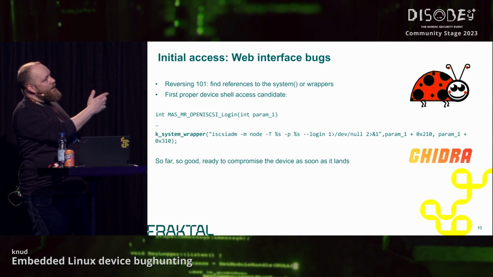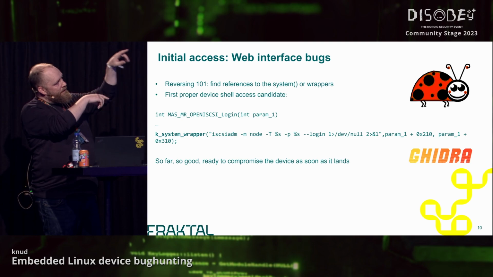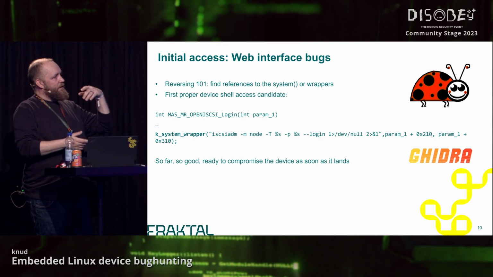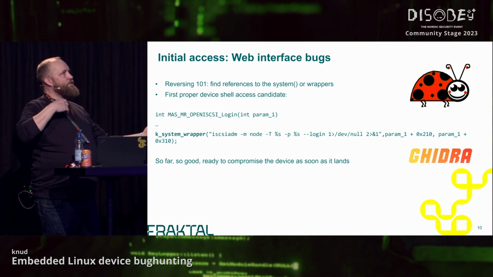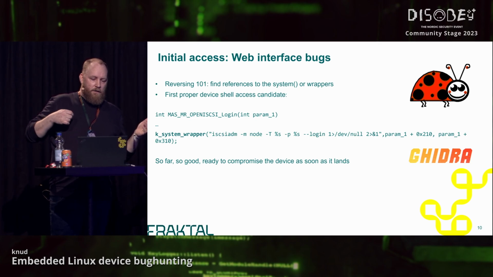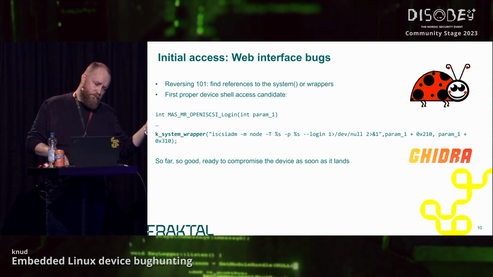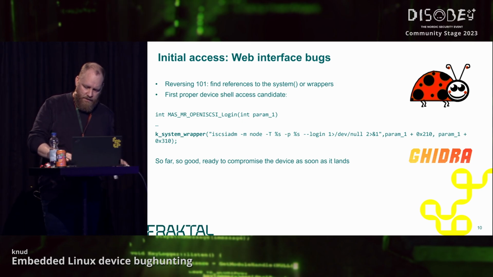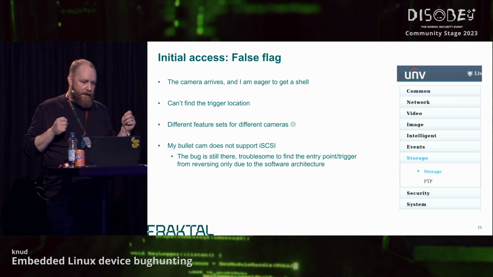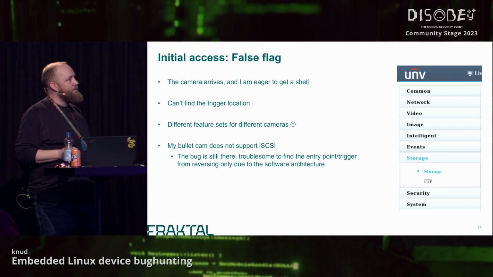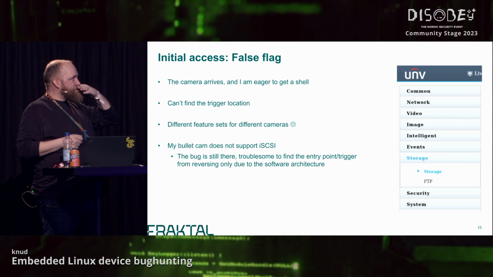But looking at this, if you know the iSCSI admin command, the things after the -t and the -p are normally user specified because you can do some iSCSI administration and use it as storage for your camera, so you can offload the video. So pretty good. I'm ready to compromise the device as soon as it lands, right? But I get the camera and I connect it, and I'm so ready, running from the mailbox to my computer, and I can't find out how to trigger the bug.